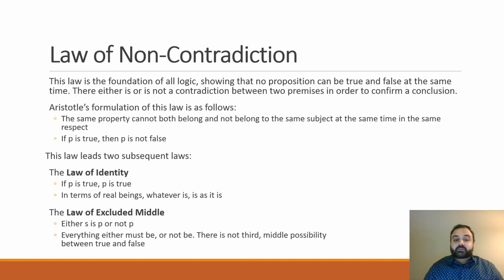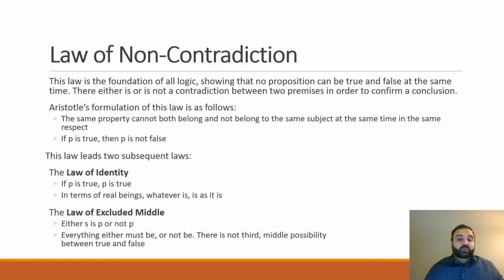So this law leads to two subsequent laws. There's the law of identity, which is simply that each premise is what it is. So if P is true, P is true. This basically comes from the understanding of the law of non-contradiction, that a proposition either has to be true or it has to be false. It can't be both at the same time. So if you're going to say that P is true, then its identity is true. It can't be anything else other than true. It can't be ambiguous. Whatever it is, it is. It's pretty much that simple.